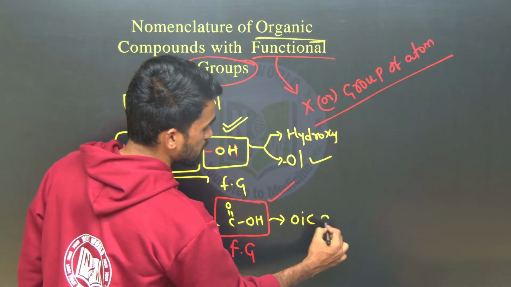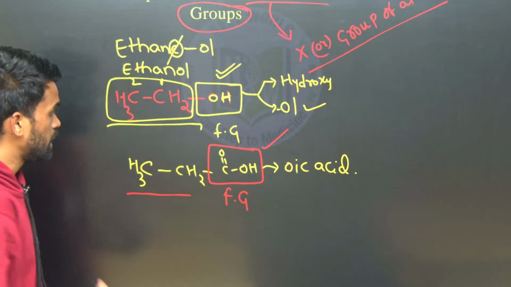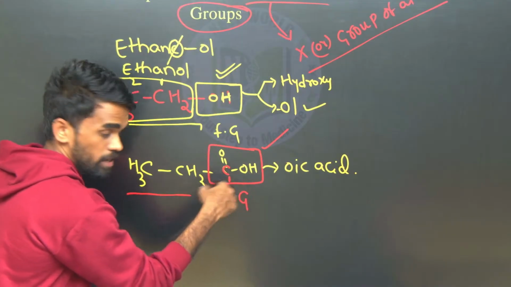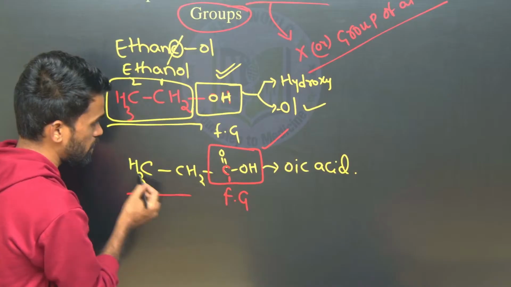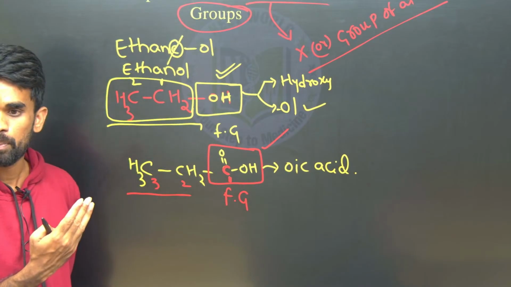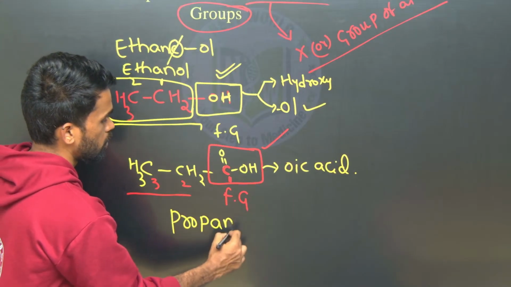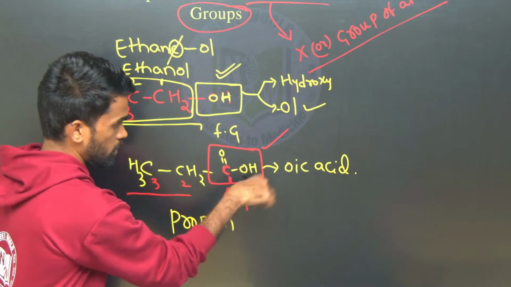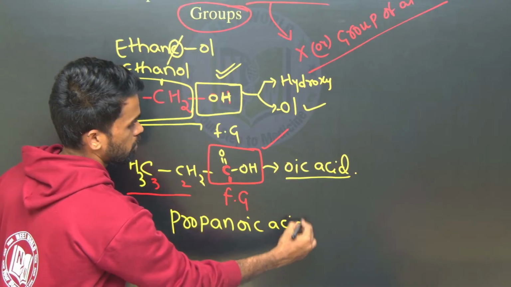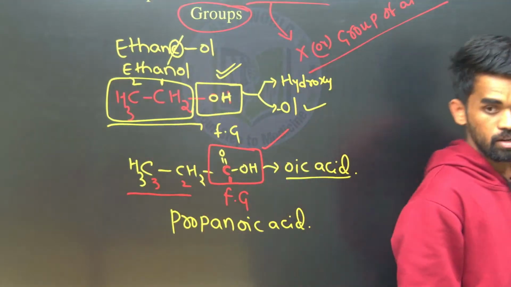For this carboxylic acid, what is the suffix we should write? Oic acid. When to say oic acid? When the carboxylic carbon is also included in the parent chain. See now how many carbons are there? 1, 2, 3. So 3 carbons means propane. So propane, the suffix of this compound is oic acid. Prefix is carboxy.